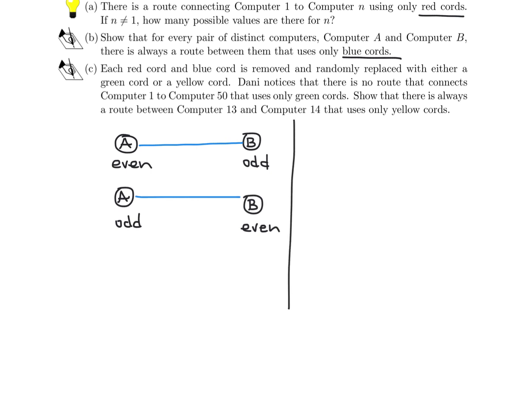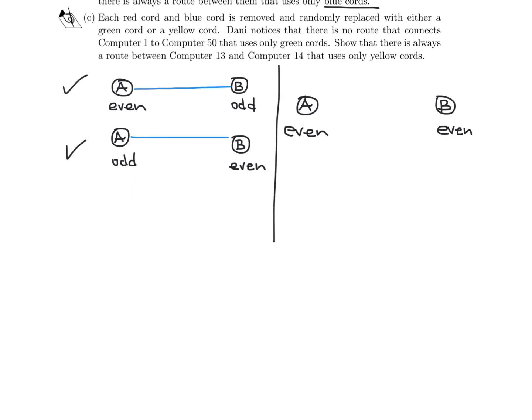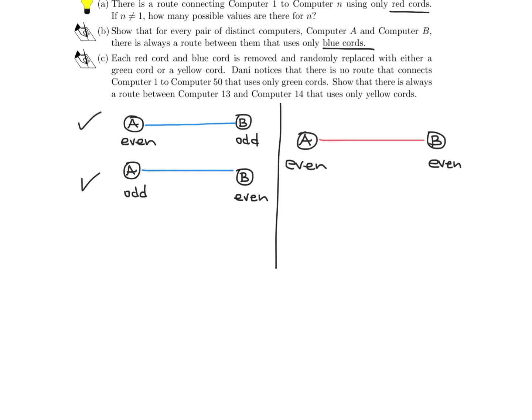Then what they're saying is, they want you to show that you can always connect them with blue somehow. Okay, so let's say we have A and B. Well, these scenarios, if they are different parity, then you can always do it. But what if they have the same parity? Let's say A and B were both even. Well, since it's the same parity, it would be red, right? Yeah. So that means this one would have a red.